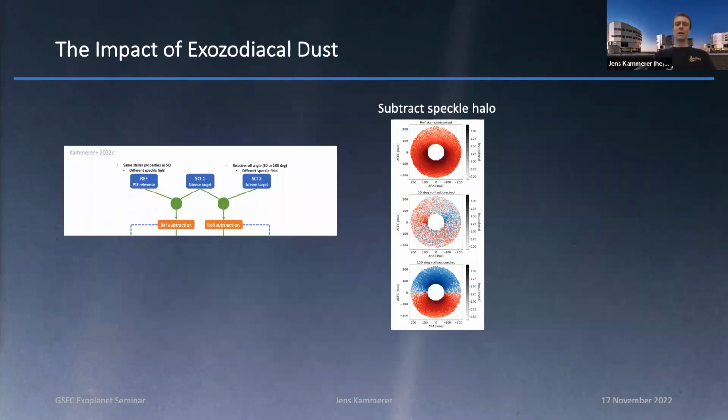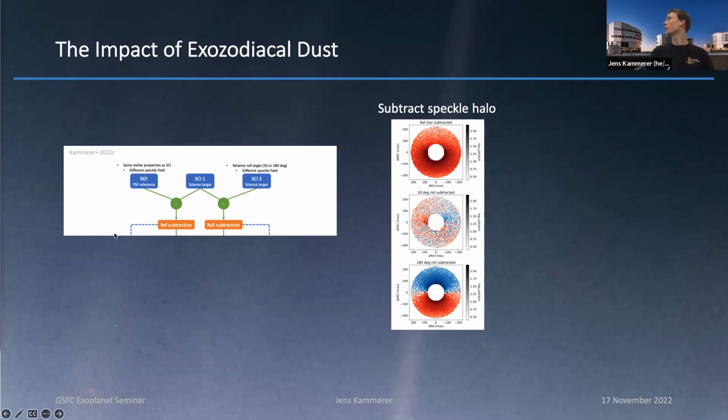So how do we make the planets visible? Again, we use a very similar approach to what is done with JWST. We simulated some roll subtraction and some reference star subtraction techniques. For the roll subtraction, we use two different roll angles, one of 10 degrees, so that's again what JWST can do right now, but also one hypothetical one of 180 degrees, because we were thinking it would give you more or better symmetry properties that would help you to better subtract the exozodiacal dust component.